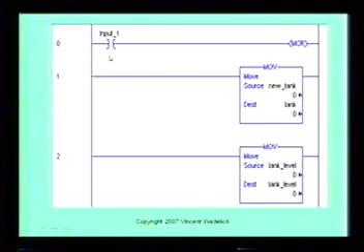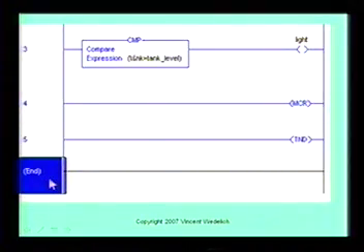So here again, whenever this is on, we take the new tank value and move it into tank. And then we take the tank level and move it into tank level just so we can see it. And then, if tank is greater than tank level, turn the light on.